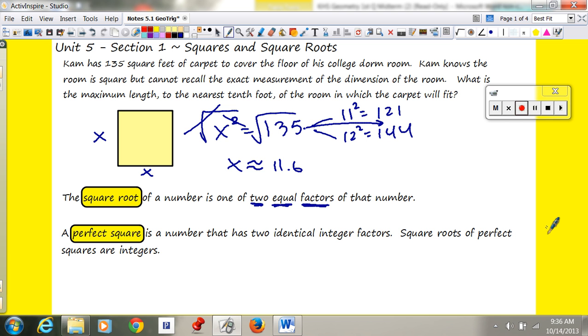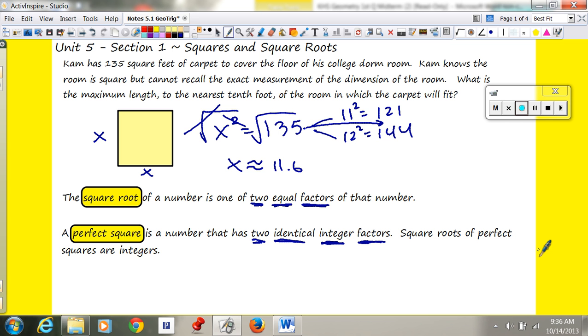A perfect square, though, down here, a perfect square is a number that has two identical integer factors. Anybody remind me again what an integer is? A negative or positive... The 1.5 is an integer? No, whole number, good. Negative or positive whole number. So think about that for whole numbers, negative or positive.